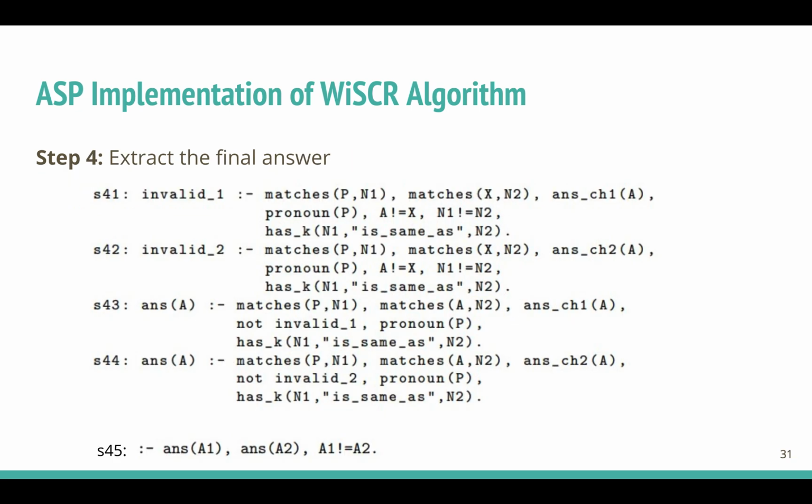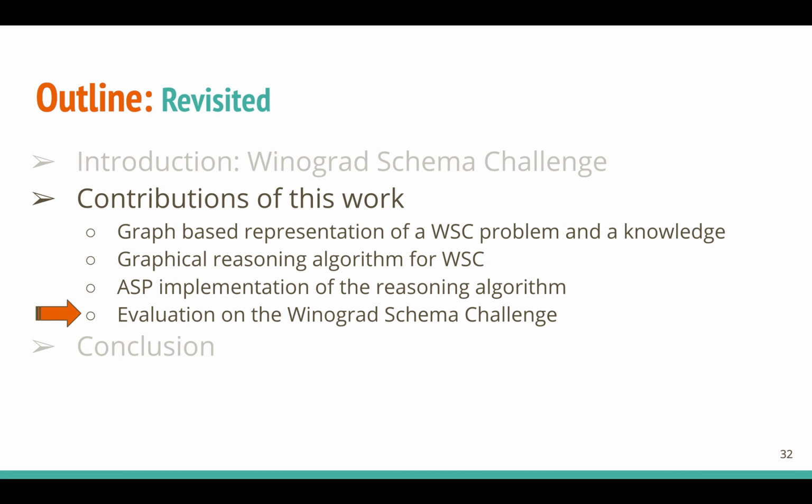Now, as part of step 4, we have these 5 rules. The first 4 rules are used to extract answer from each of the graph subgraph isomorphism that is generated in the previous step. Now the last rule, S45, is used to make sure that the system or the algorithm does not answer all answers or both the answers as answers. So if that is the case, then we remove that answer set, even if there are no answer sets left. Now that was the simple implementation of the Whisker algorithm in answer set programming paradigm.